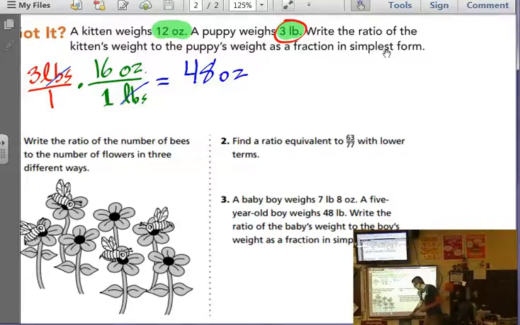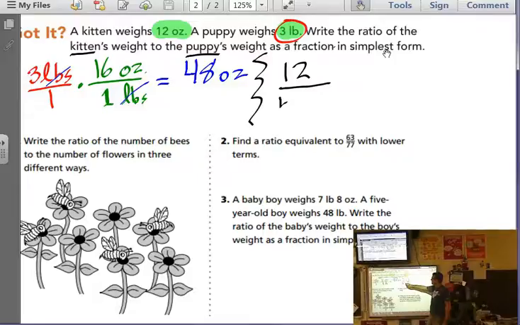So now we set up the ratio of the kitty to the puppy. And since we want a fraction, let's just go ahead and set it up as a fraction. How should that ratio start? Okay, so I would think that you would put the kitten's weight first, because it says first in the equation. However it's read, that's how we do it. So what goes on top then? We put 12 ounces.